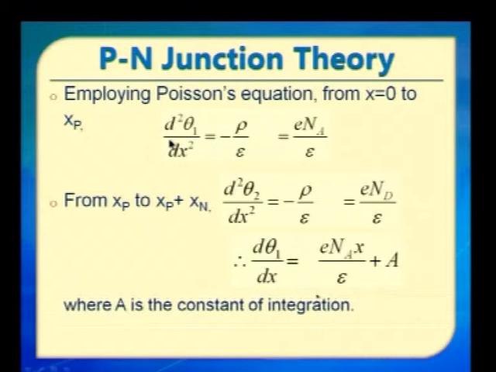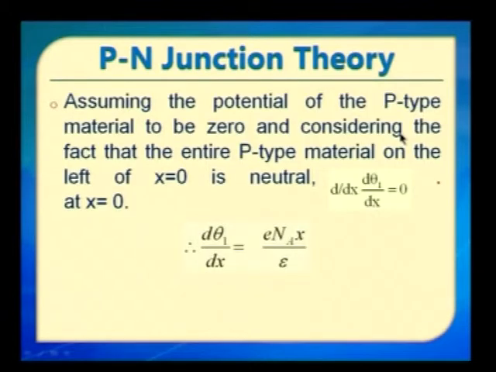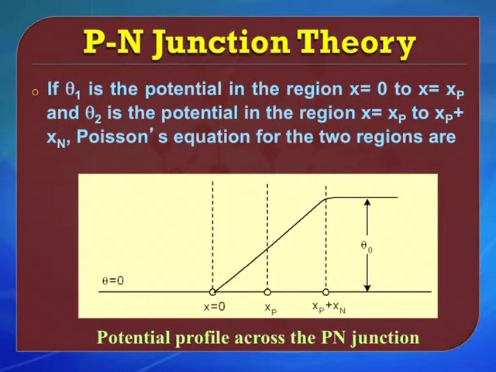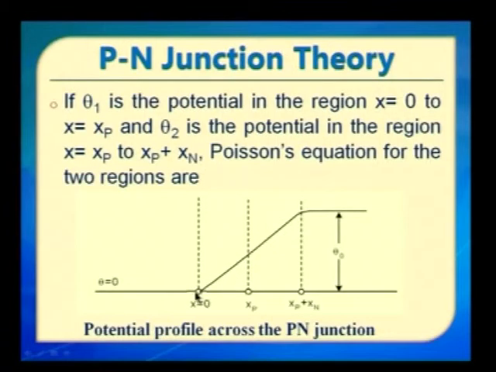Now, we have to find out the constant of integration, or we have to eliminate it, right. Assuming the potential of the p type material to be 0, and considering the fact that the entire p type material on the left of x equal to 0 is neutral, your derivative of the potential d theta 1 by dx will be 0 at x equal to 0. This theta 1 is the potential here. What I assume is, the potential here will be 0.